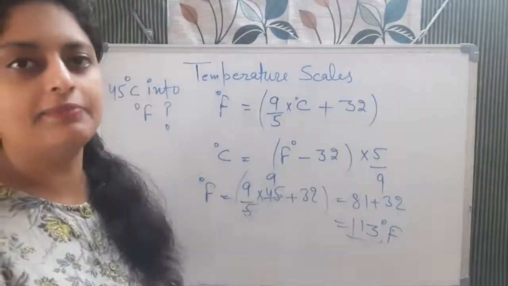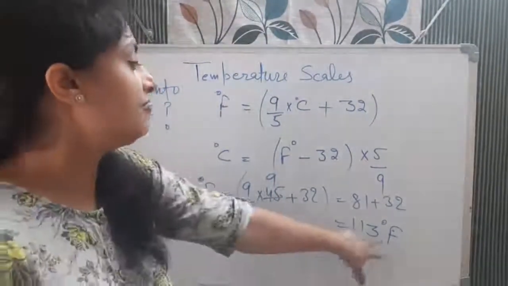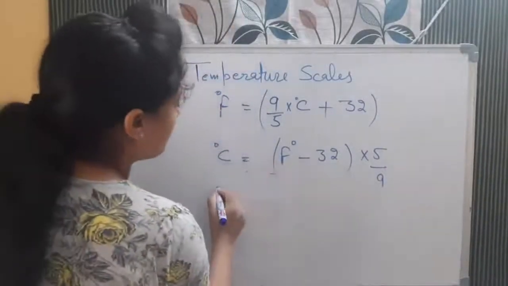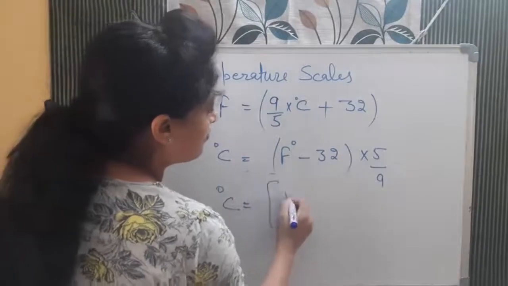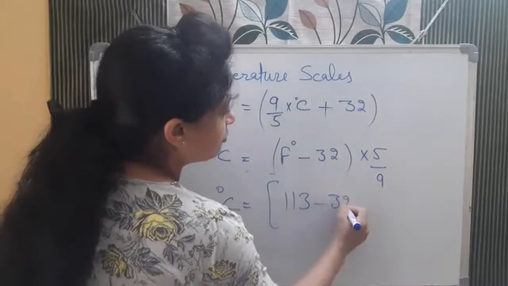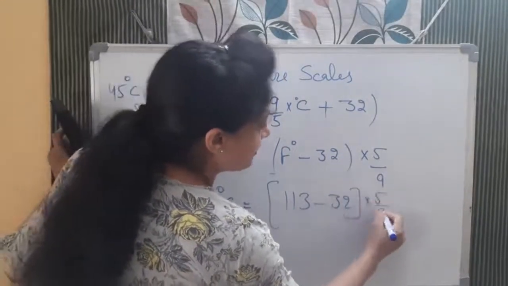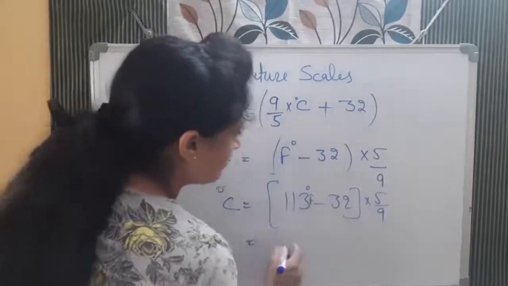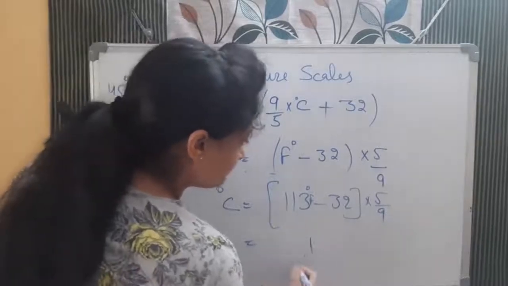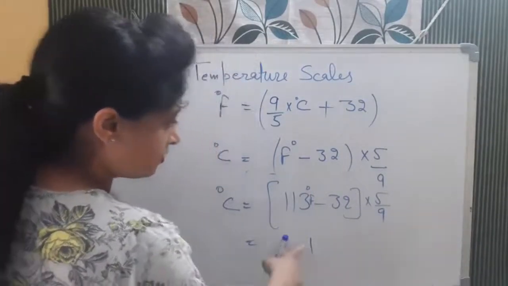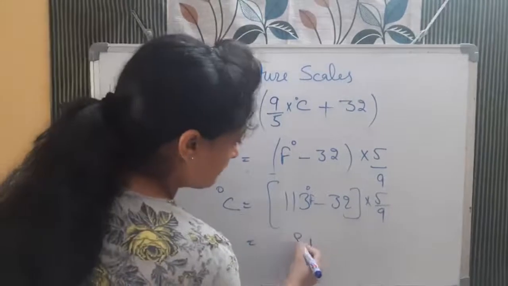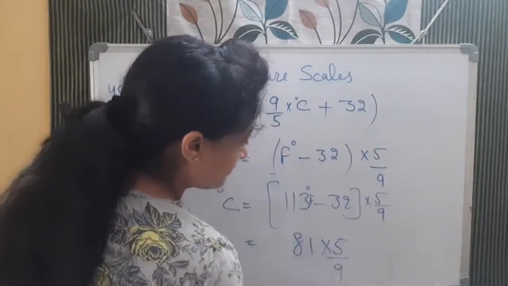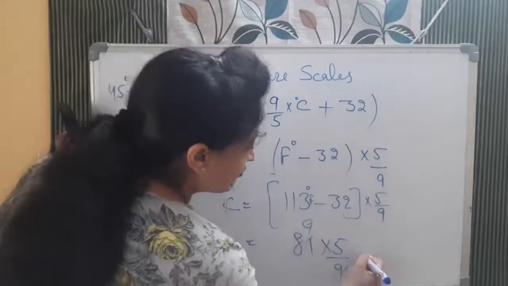If I say convert 113 Fahrenheit into Celsius, you will apply this formula. Now we need to convert it into Celsius: 113 minus 32 into 5 by 9. This is given in what? It is given in degree Fahrenheit. Now calculate. What will happen? It will be 81, 5 by 9, 9 into 5, 45.